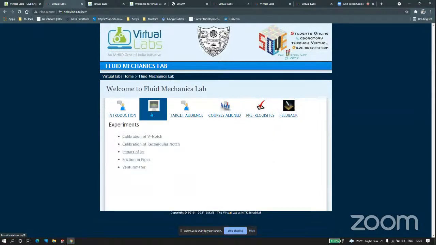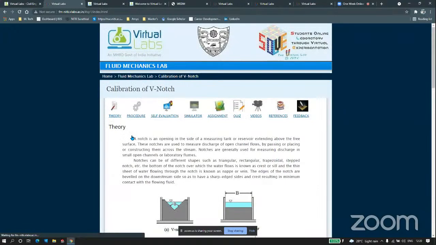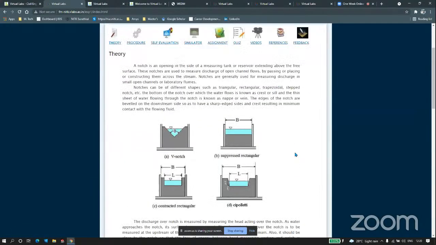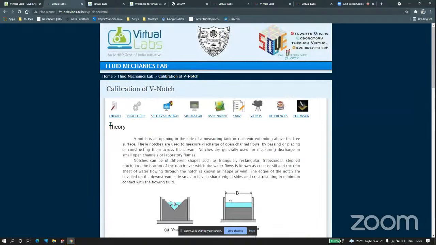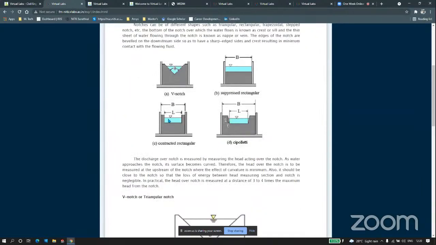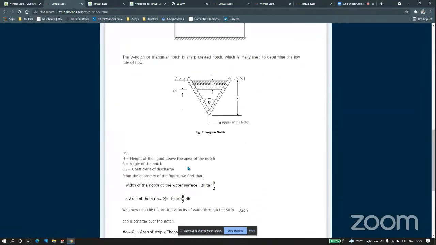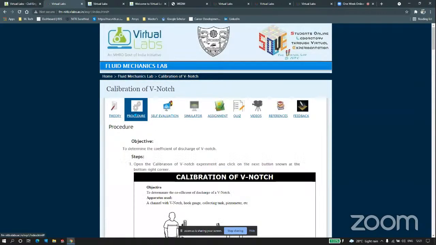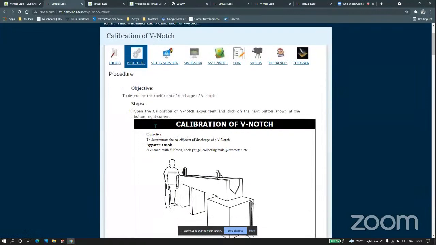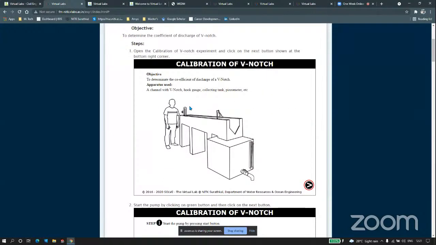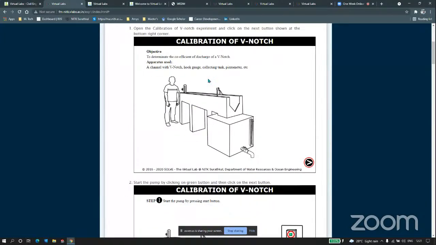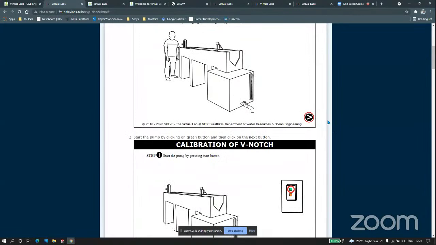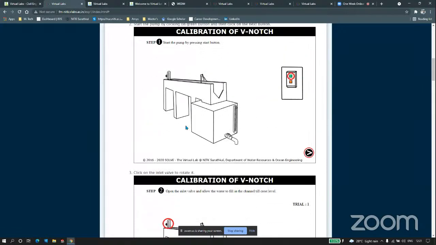So I'll go to the experiments. I will be taking one of the experiments. Let's go to calibration of V notch. Again, the interface is very similar. I'll get theory regarding this particular experiment, detailed theory about the notches, how calibration is done, and all the required formulas and calculation. I'll get a procedure. This procedure is for how to conduct the simulation, not related to the conventional lab. Step by step, along with the pictures, I'll get how to conduct this simulation.